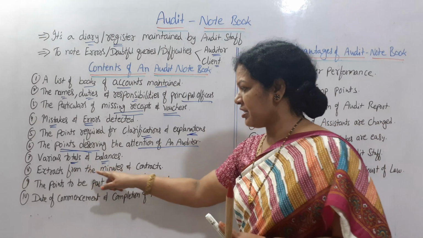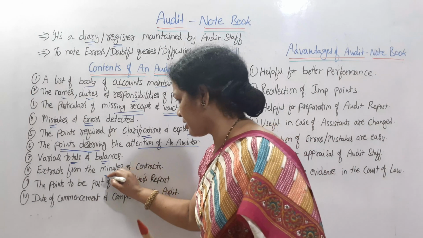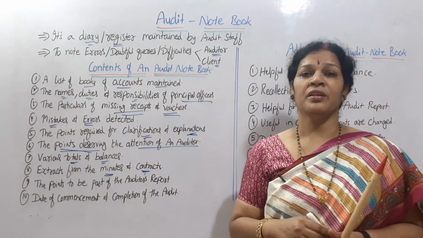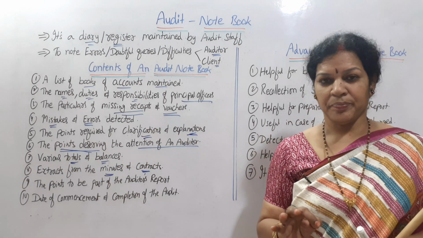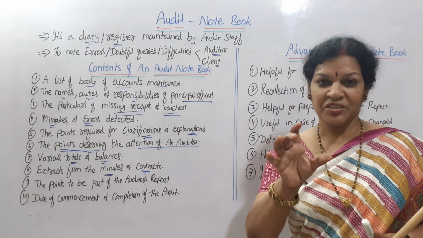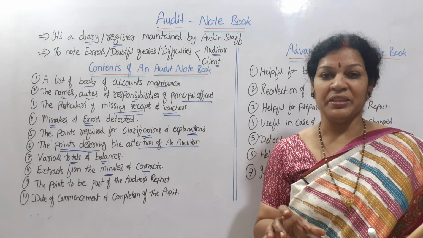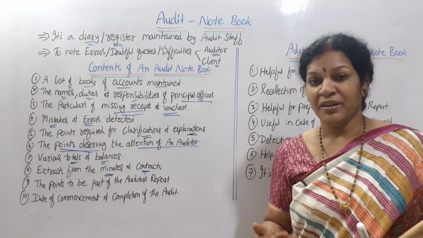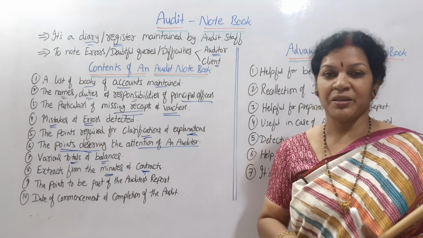And also extracts from the minutes and contracts. What are these minutes? Minutes means, in any company meeting, the main gist, the main discussion of what went on, that is called the minutes of the meeting. The list of how many company meetings happened and what the minutes are, that list.